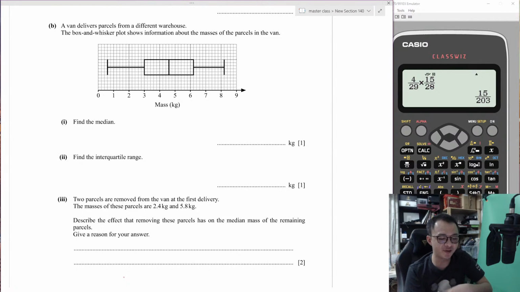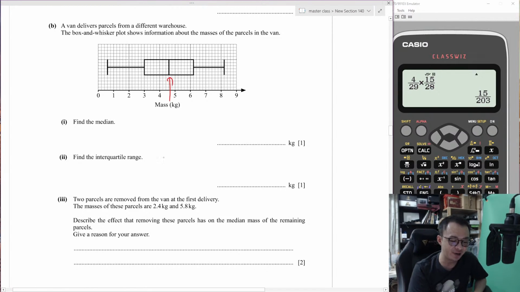So median is very easy. This value here is the median. You just need to read. So here is the median. This is the lower quarter, or we call first quarter. This is the upper quarter, or we call third quarter. Alright, and then both of these are the outliers. So median is just 4.6. It's very easy. You just read 4.6.